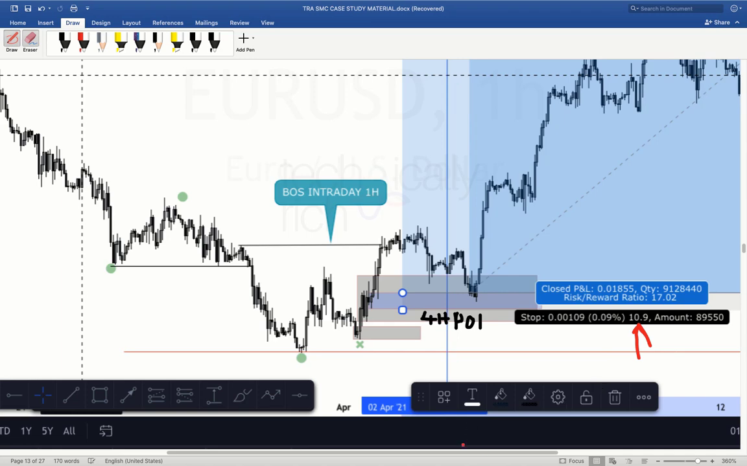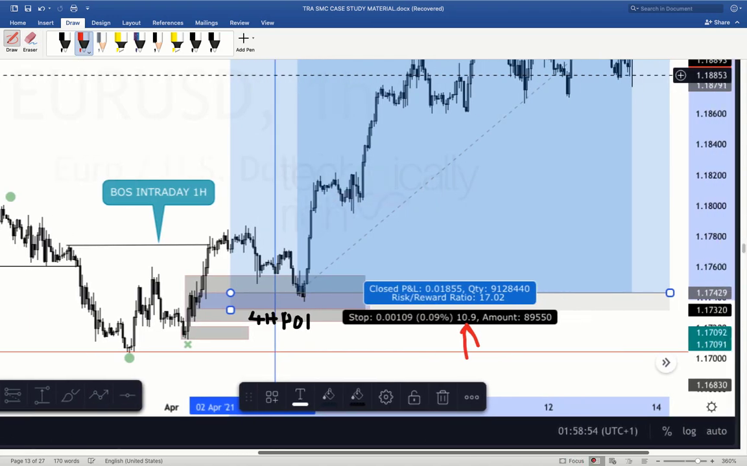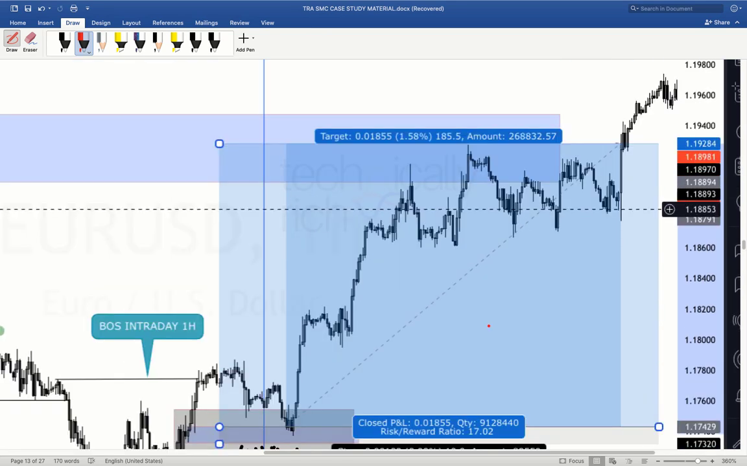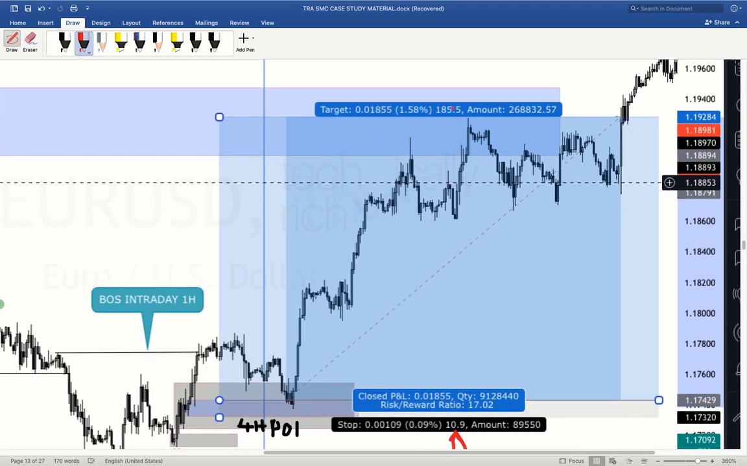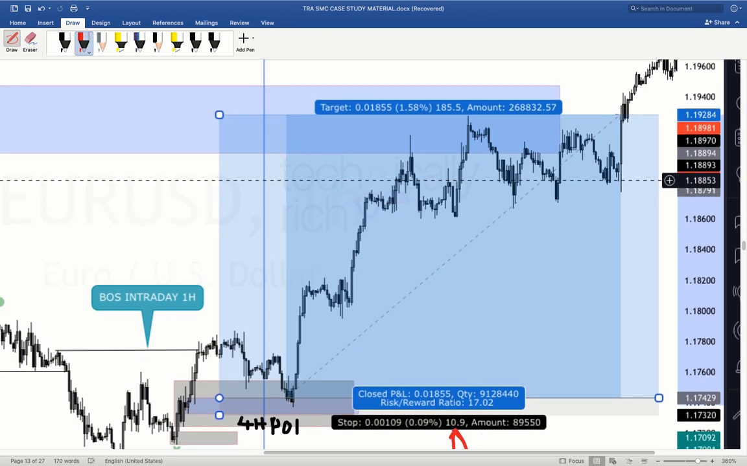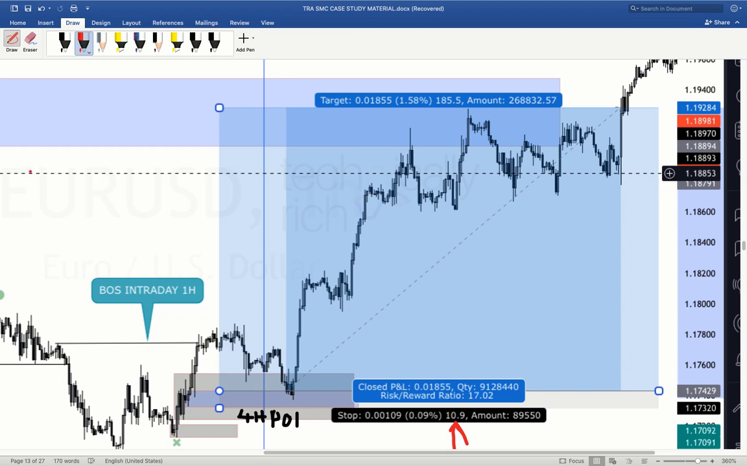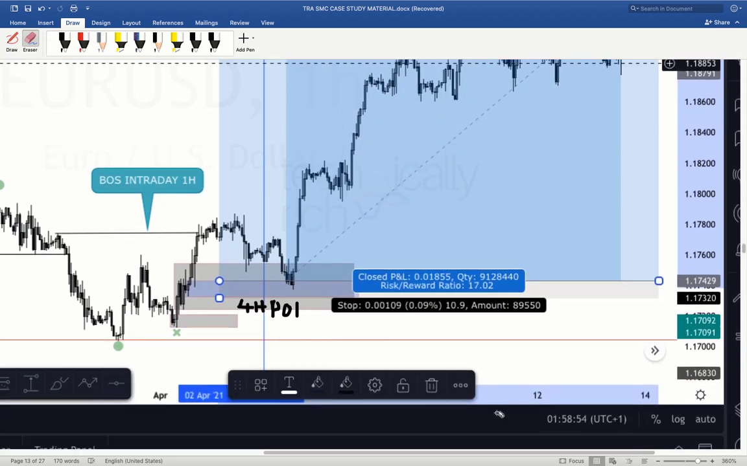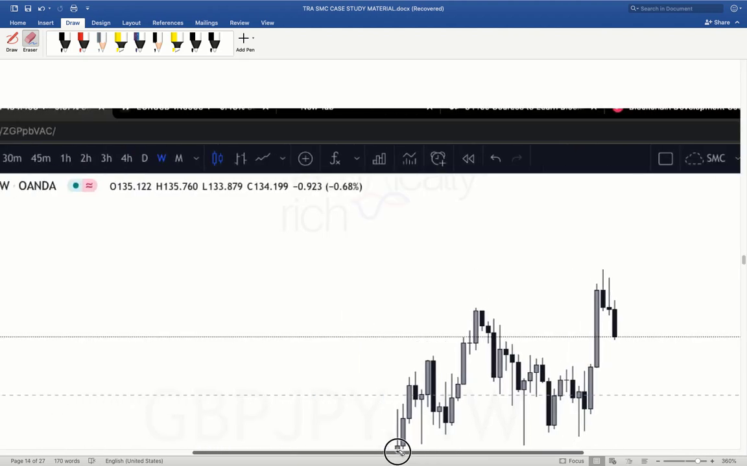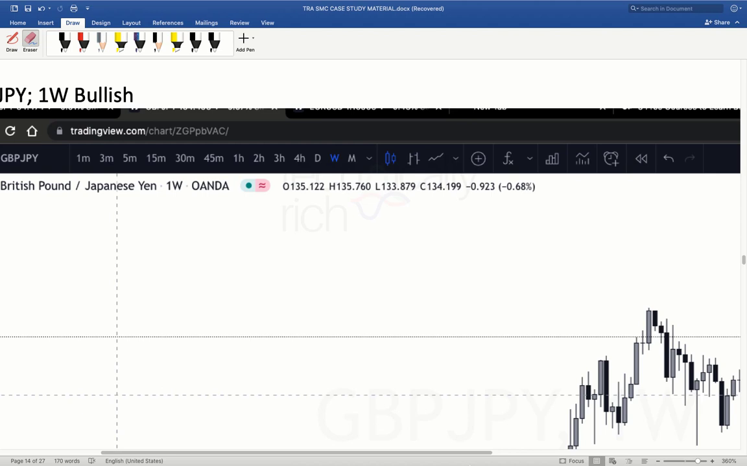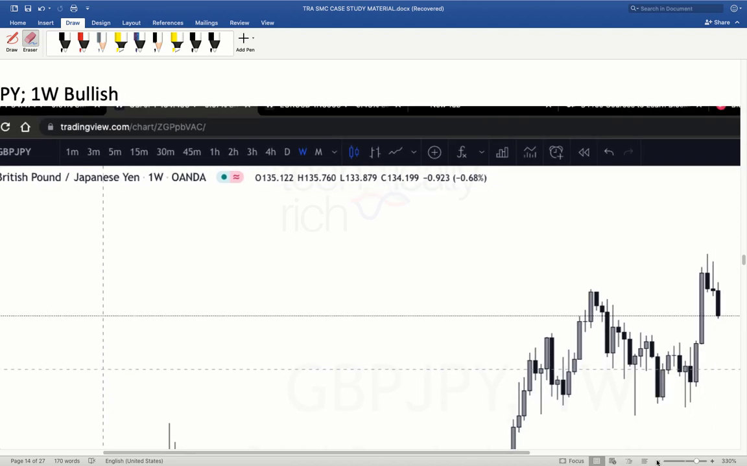So if you look at this closely, you notice it was a really nice buy. The market gave us 185 pips profit. That would have been our profit, and our stop loss is 10.9 pips, giving us a 17 to 1 risk reward ratio, and that would have been a very nice trade. So I think this is another example for GBPJPY.